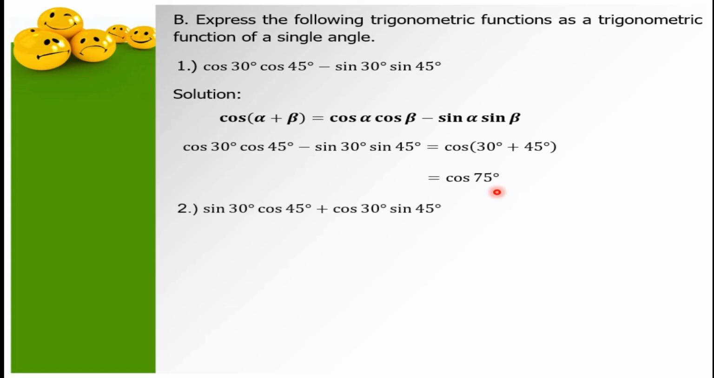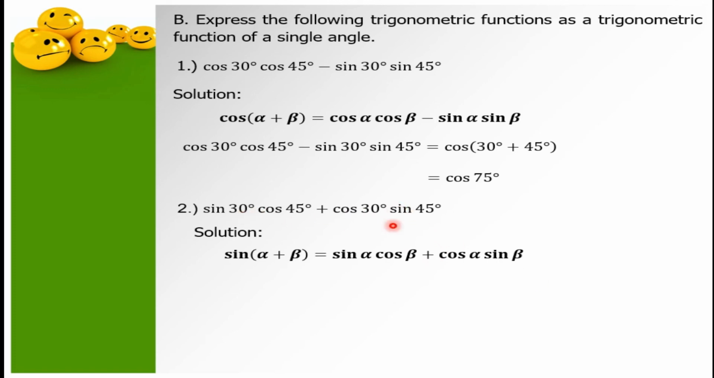So number 2, we have here sine 30 degrees, cosine 45 degrees, plus cosine 30 degrees times sine 45 degrees. Okay? Again, that is the sine of the sum of two angles, because the sine of the sum of two angles has a formula of this. So this expression is halintulad nito. Tama? So sine alpha cosine beta plus cosine alpha sine beta.